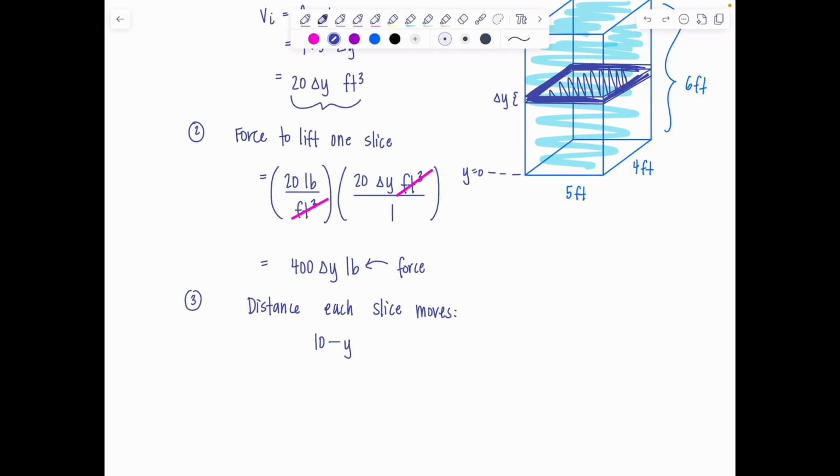All right, now we're going to put it all together. So the work is equal to the integral of the force applied to each slice times distance. And in the integral, this delta y becomes dy. So we'll have 400 times 10 minus y dy, not delta y. Now the limits of integration are what you have to actually apply work to.